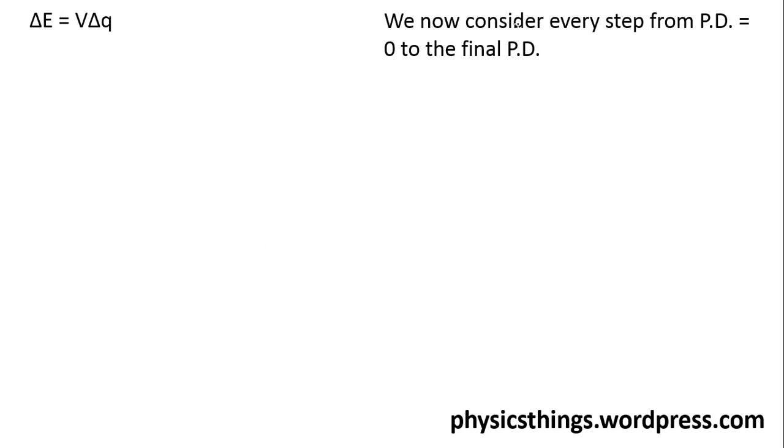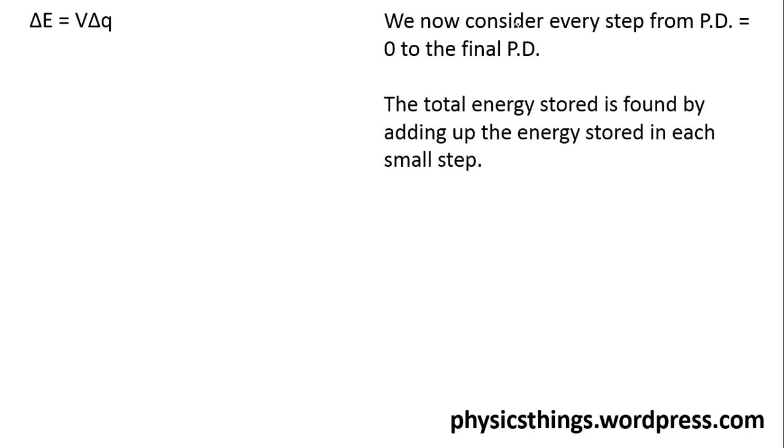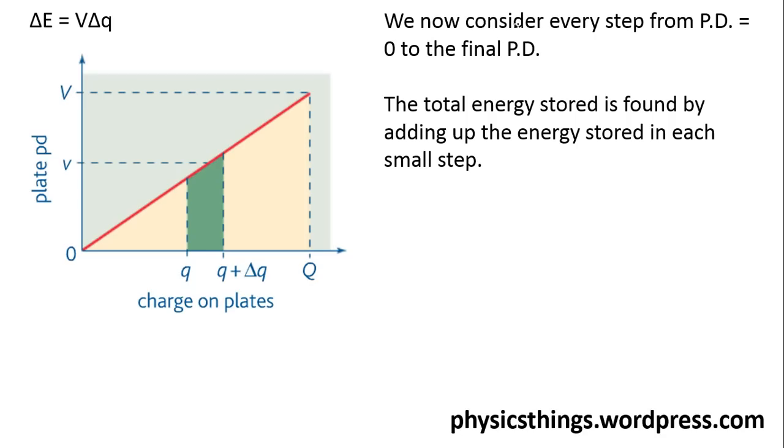Now, if we take that idea forward, we can now consider what we'd have to do for every single step from PD equals 0 over the capacitor to the final charged potential difference. And if I were to draw a graph of this, we'd find that the total energy stored is found by adding up the energy stored in each small step. So for that small little change I made of Q to Q plus ΔQ, this here in green would be the energy stored for that change in charge.